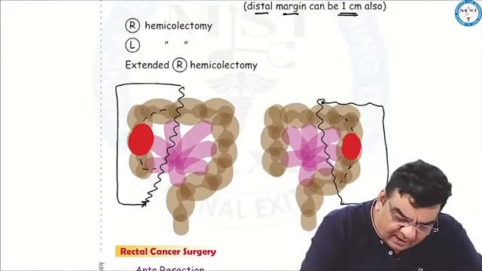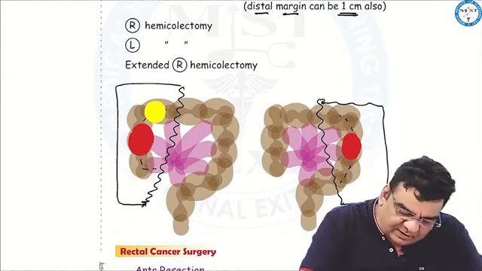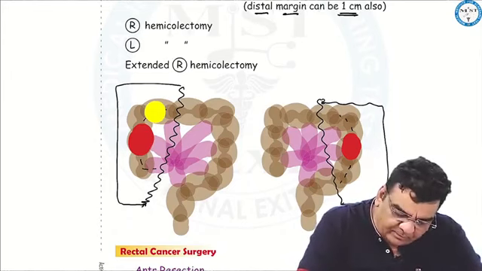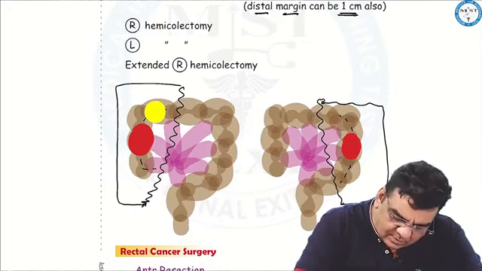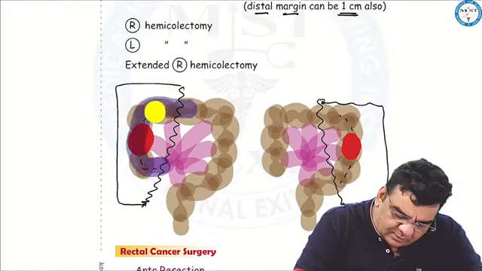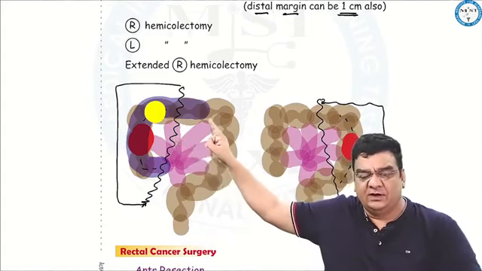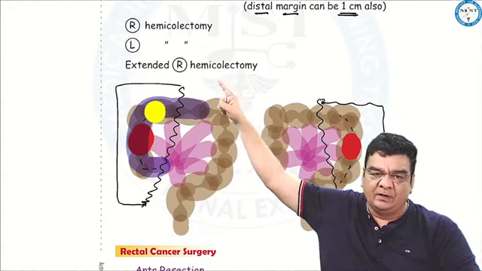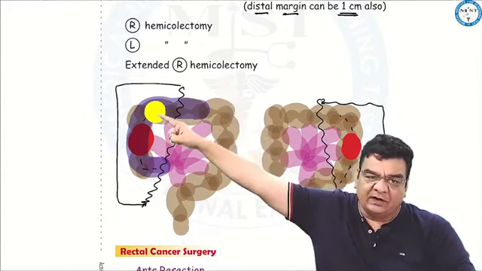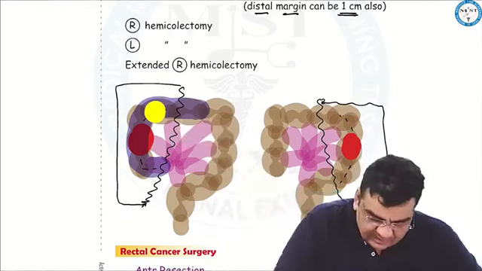Sometimes, suppose we say that cancer is situated somewhere here, then we might have to remove this part of the colon. That means we might have to extend this margin here, and this is what we call extended right hemicolectomy. So tumors situated at the hepatic flexure of the colon, we do extended right hemicolectomy.